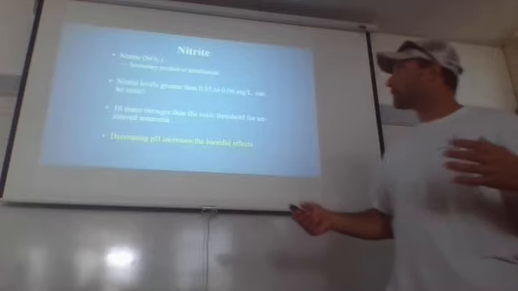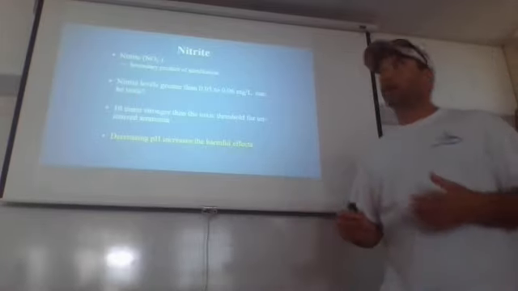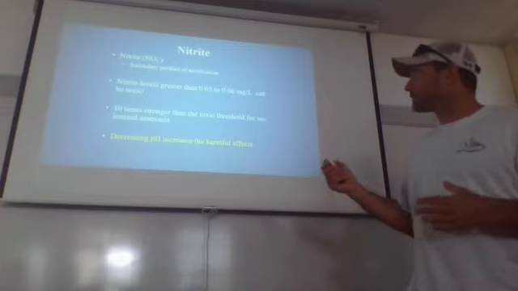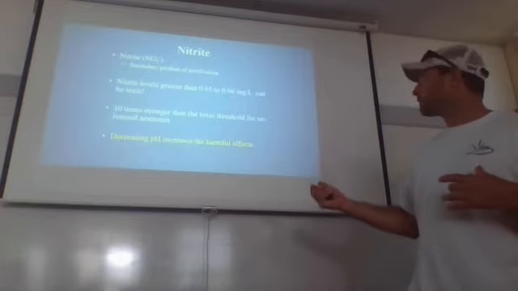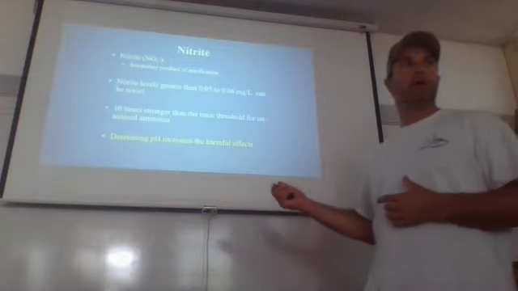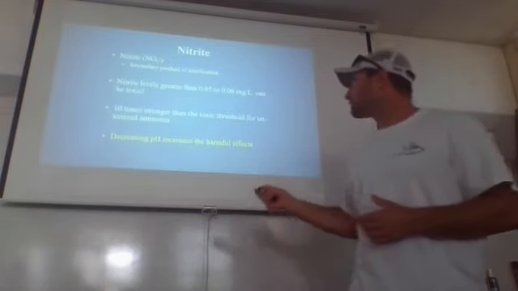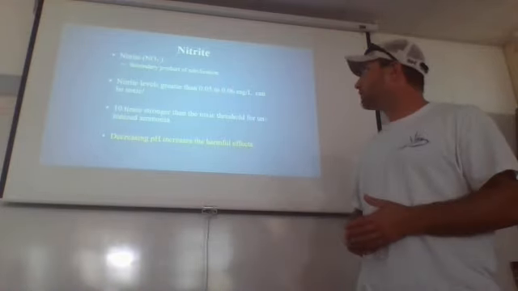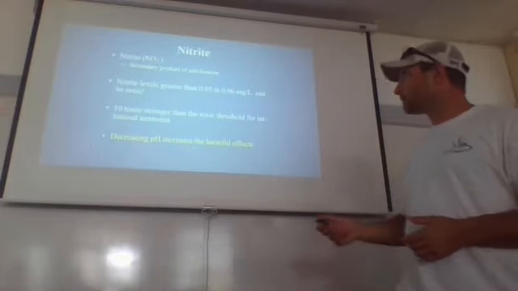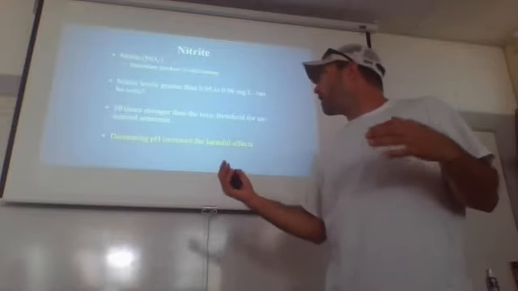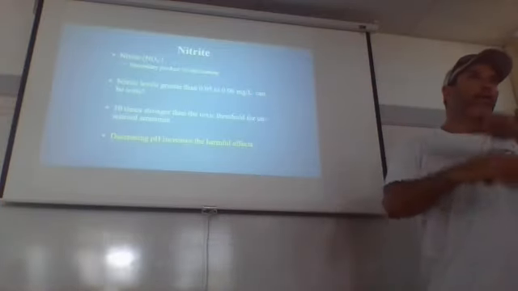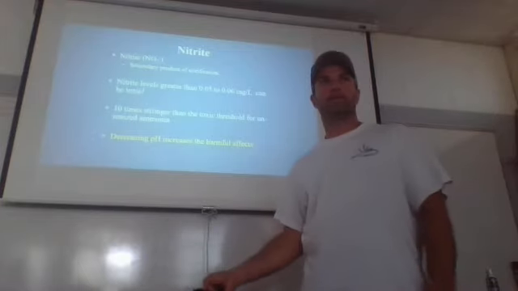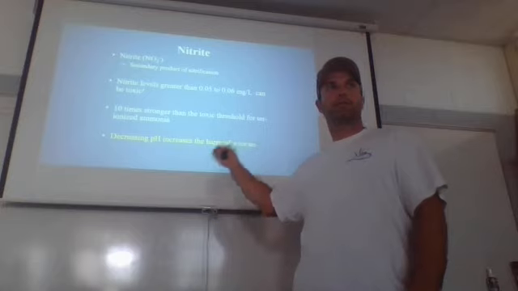It is more powerful than unionized ammonia as far as the levels that are acceptable before it starts killing. Right? We saw like 1 part per million of unionized ammonia was toxic. We're talking 0.05 of a nitrite can be toxic. Opposite of ammonia, lower pH makes nitrite more toxic.